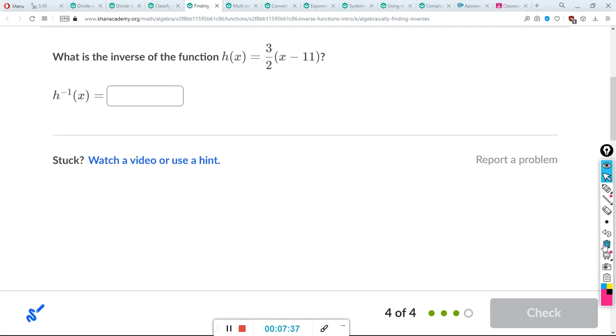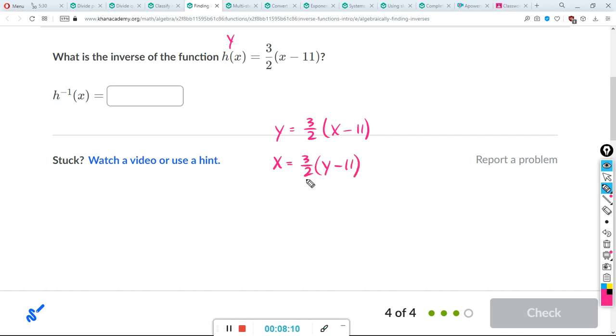Alright, I'll do one more. So this is y equals 3/2 times x minus 11. Switch the x and the y, so I'm going to change the y to an x, and change the x into a y.